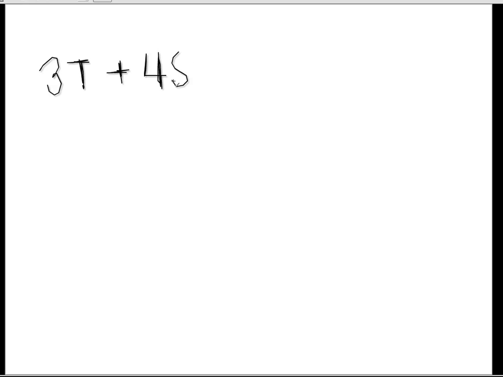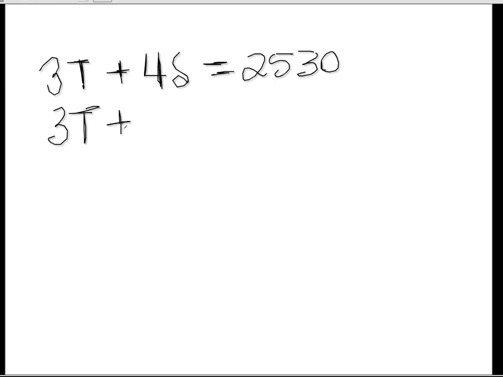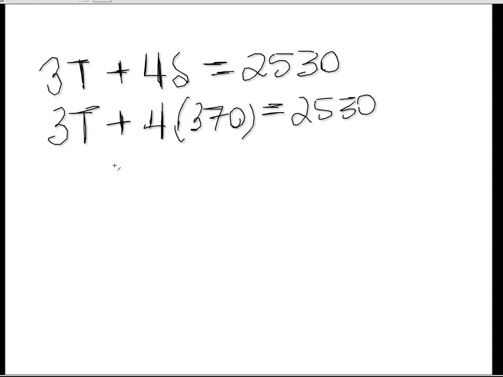The 3t plus 4s is equal to 2,530. We now know that s is 370. So instead of writing s, I'm going to put 370 here. Okay? So let's go ahead and multiply it out. 4 times 370 will give me 1,480.